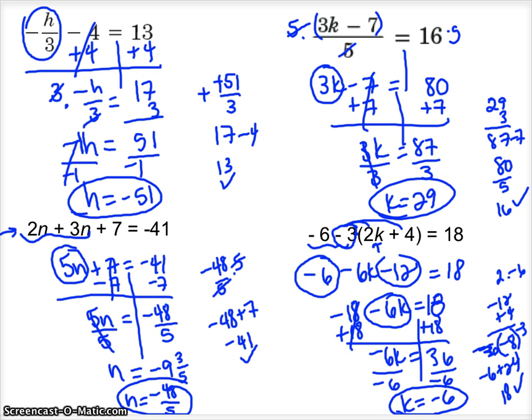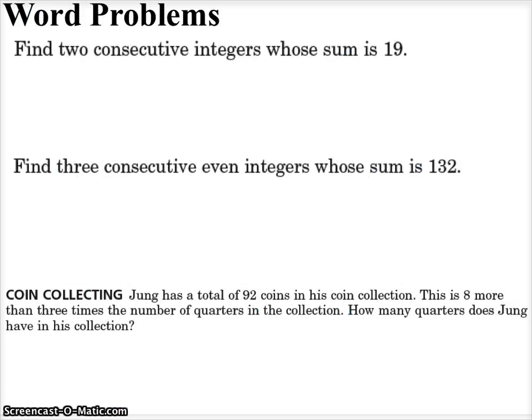The next thing we're looking at, though, is some word problems. These word problems, you have to set up your equations and then solve. So find 2 consecutive integers. Alright, 2 consecutive integers, that's like saying x and x plus 1. Okay, consecutive meaning one right after another. 2 and 3, 10 and 11, 17 and 18. Okay, they're one right after another.